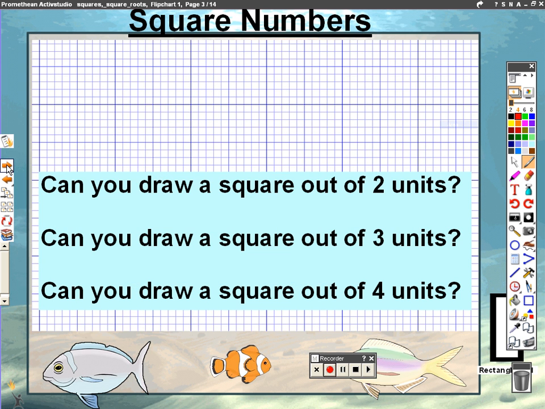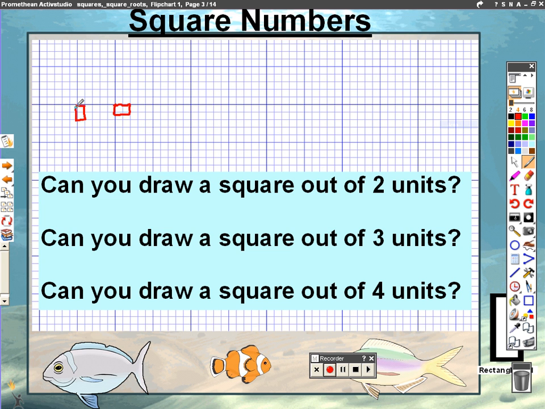Can you draw a square out of 2 units? Okay, so I'm up here, and I'm going to outline 2 squares, 2 units. Is that a square? No. How about if maybe I went the wrong direction? What if I go this way? Is that a square? No, that's a rectangle because it's not even on both sides.